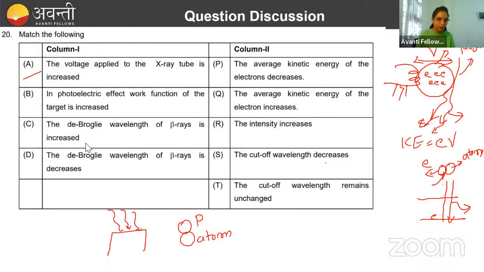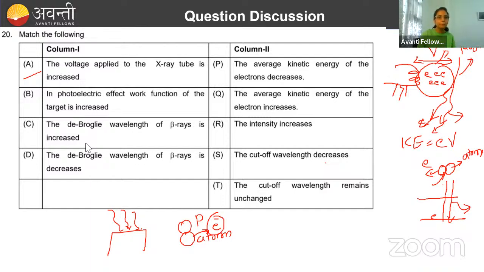So इनके बीच में collision होगा. During collision, what will happen? Photon will transfer its energy to the atom, and then what will happen? The electron from this atom may come out, and this electron will have high energy.